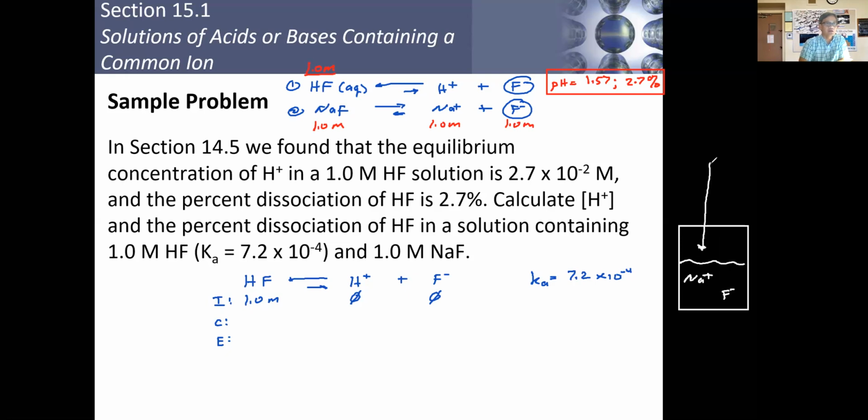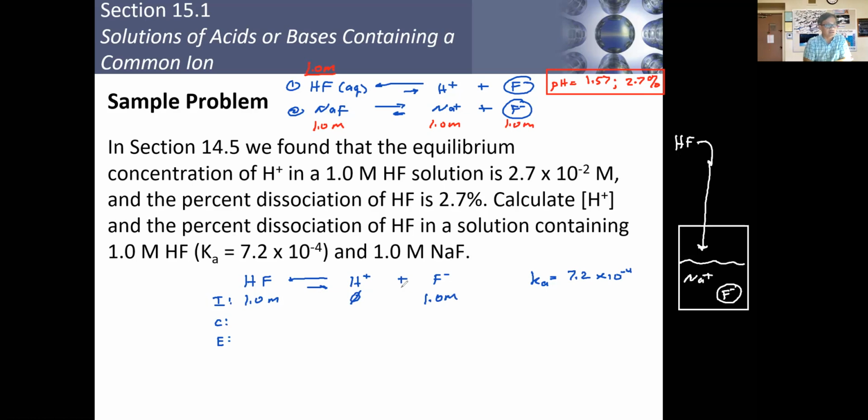To this solution then, what we're going to do is add the hydrofluoric acid. When we add the hydrofluoric acid into this solution, we already have fluoride ions floating around in there, and we have a certain concentration of it. In this particular case, we have a 1 molar solution of hydrofluoric acid. So this is the big difference here. It's not 0 molar solution of fluoride ions. We actually have now a 1 molar solution of fluoride ions. And that is what we need to keep in mind. That's the key difference.